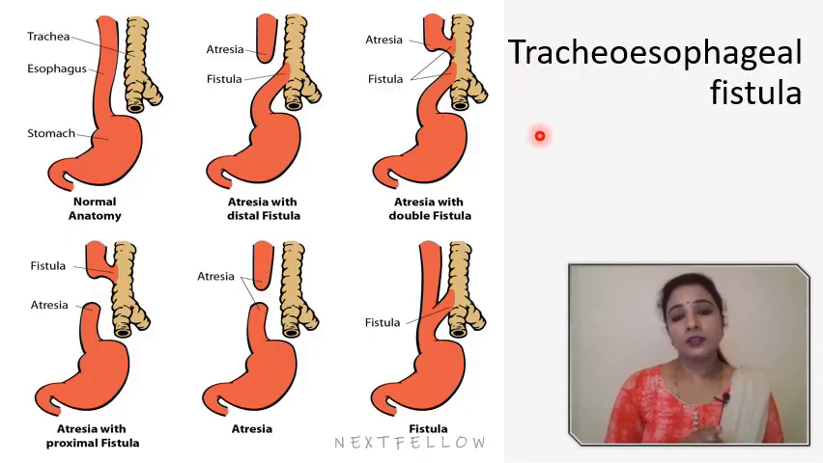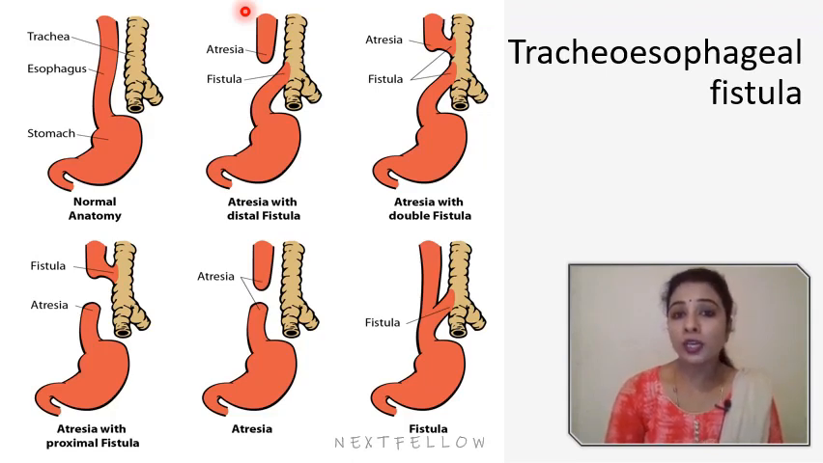Next, that was about the development of the lung and lung buds. Let's see a congenital anomaly associated with it, which is a very common one called tracheoesophageal fistula. Faulty partition of the foregut by the tracheoesophageal septum leads to an abnormal communication between the trachea and the esophagus. This anomaly is often associated with esophageal atresia.